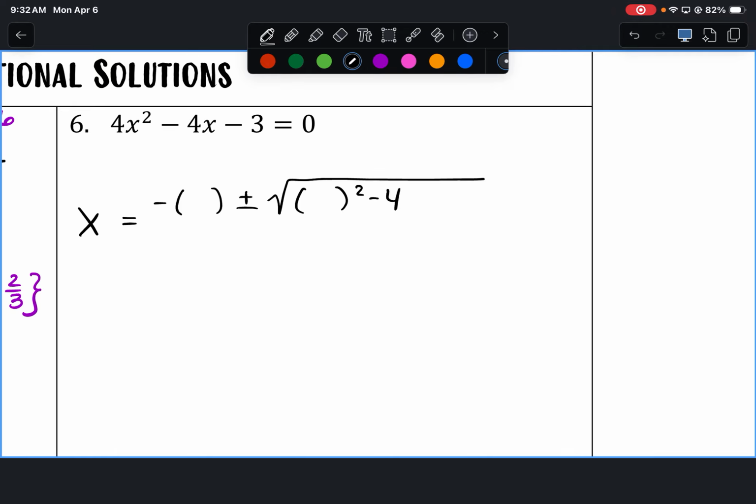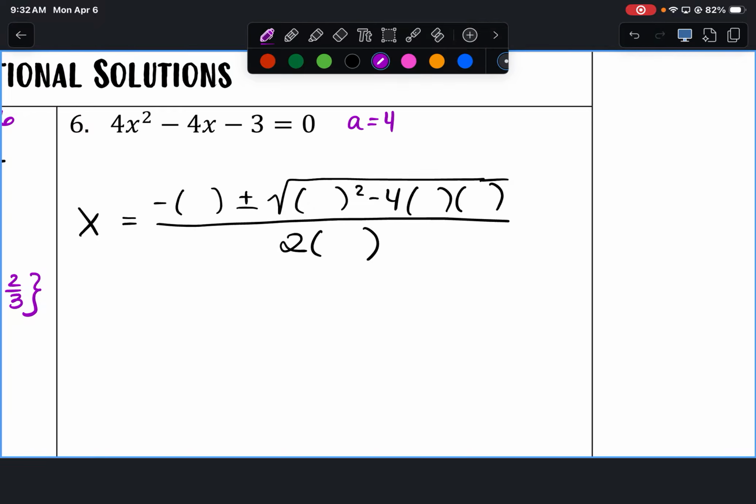Now, can I take the square root of 12? But can I simplify it? What is the biggest perfect square that can go into 12? So, square root of 4 times the square root of, what? 4 times what gives you 12? 3. What would that give me? 2 root 3. So we get x is equal to negative 4 plus or minus 2 root 3 over 2.